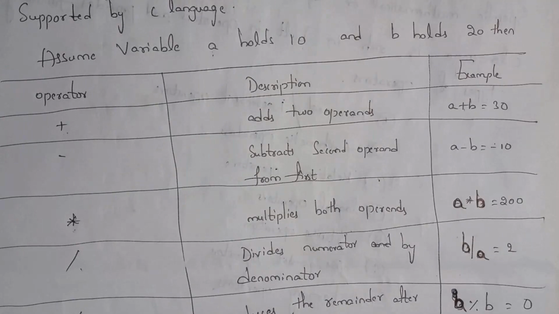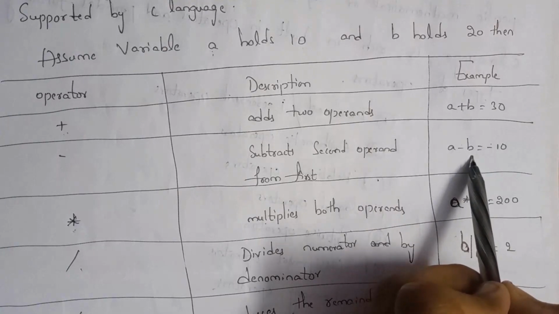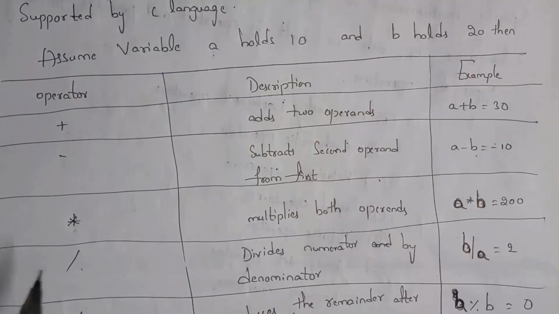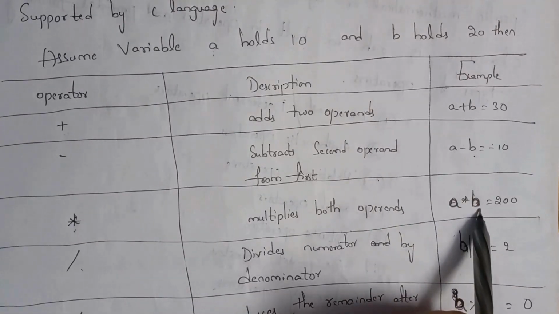Similarly, next arithmetic operator is subtraction. We use symbol minus, that is a minus b. I will get output as 10 minus 20, that is minus 10. I will get output as minus 10. Next, multiplication. A asterisk b, that is 10 into 20, that is 200.